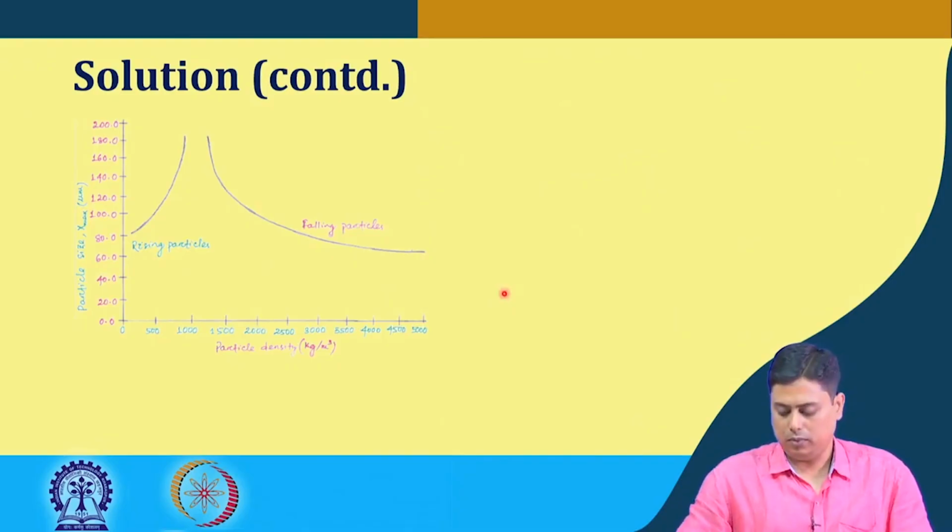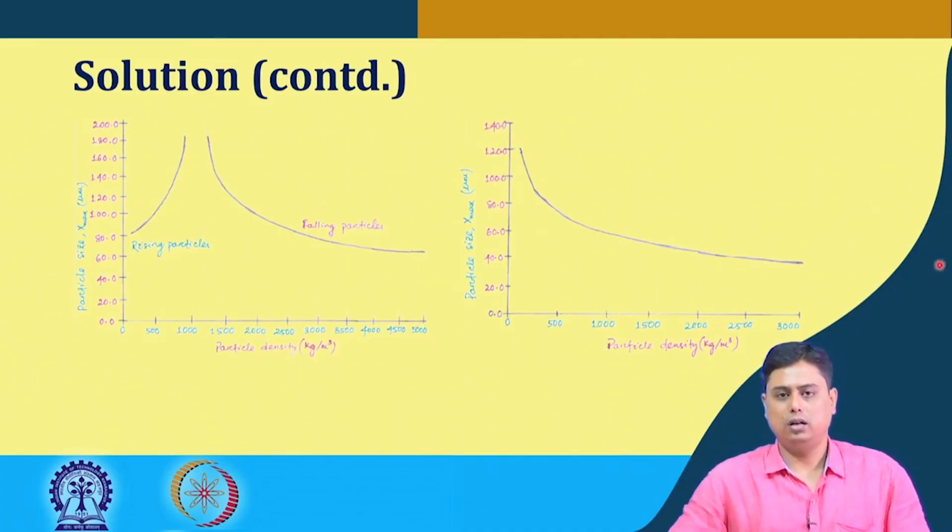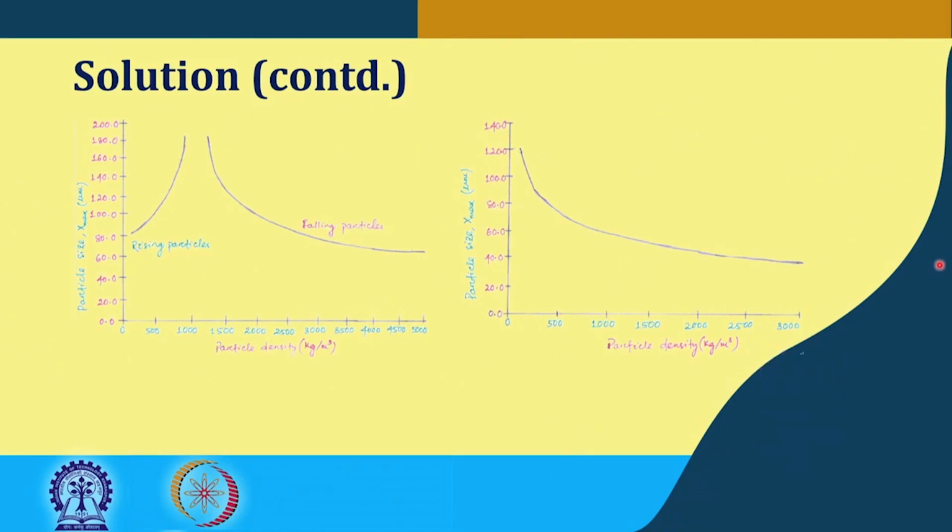In case of air, as we have mentioned, the range is from 2 to 8000, which is always greater than 1.2, so the particle is always heavier than air and will always settle through the air. I hope this concept is clear.